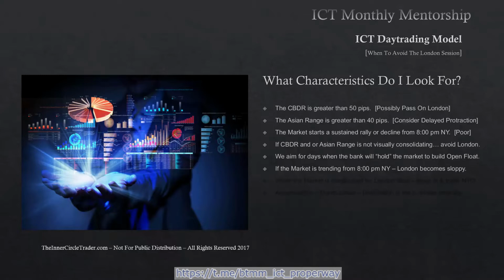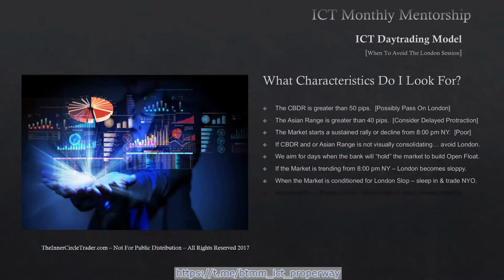If the market is trending from 8 p.m. New York, generally this is going to create London sloppiness. That means the move most likely occurred at the beginning of 0 GMT, 8 p.m. New York time, and it's going to keep on rolling through until we see the New York session. So again, we don't want to see an Asian session trending environment for an ideal London entry.